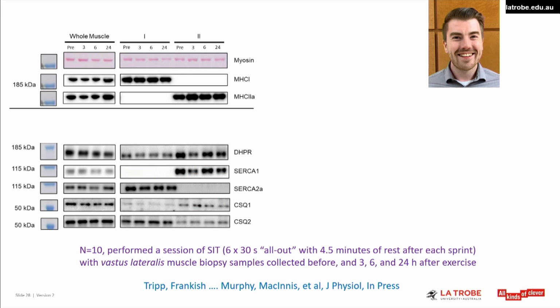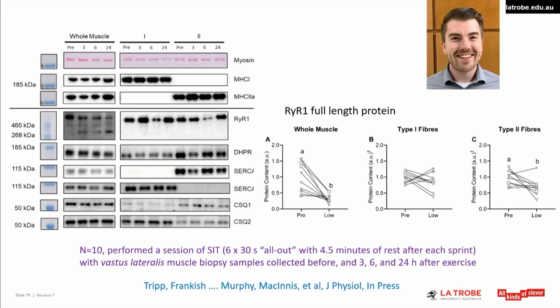And then also, what about the type 1 and the type 2 muscle fibres? So you can see here that there's type 1 and type 2A, and these are other calcium proteins that I won't go through, but the important one is the ryanodine receptor. So it operates as a tetramer, but we see it as a monomer on the gels. And what you can see, similarly to the earlier paper, was that at 24 hours you do get this reduction in the full-length ryanodine receptor, and you can see that this is happening already at 3 hours post the exercise.